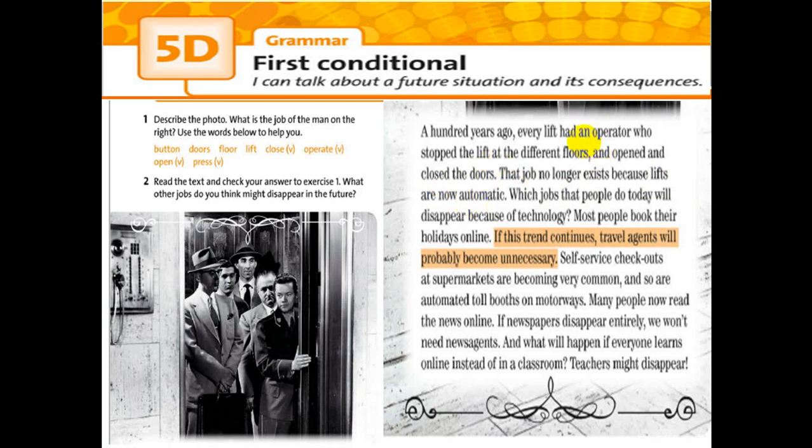Many jobs that people do today will disappear because of technology. أي من الأعمال التي يعمل بها الناس اليوم ستختفي بسبب التكنولوجيا. Most people book their holidays online. Book here is a verb. It means to make a reservation. الفعل book هنا ليس بمعنى كتاب إنما بمعنى يحجز. Make a reservation. يحجز. Okay?